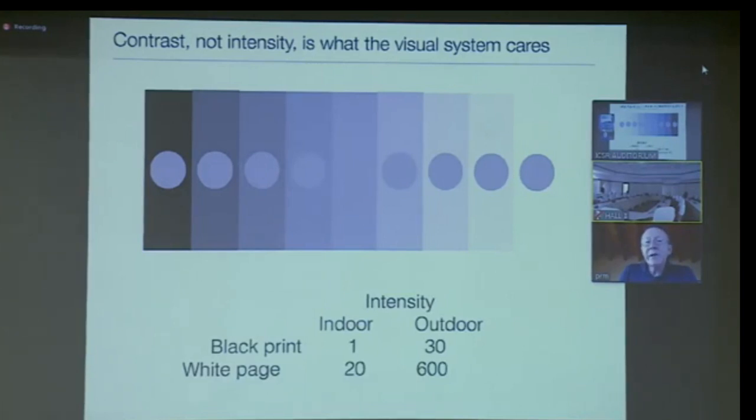And this all makes sense if you think about the physical nature of reflections in the real world. The black print on a white page has a much lower intensity, in this example 1/20th. But outdoors, in very high average intensity, the black print still has 1/20th the absolute intensity, so the relative change is the same. It's 1/20th relative intensity, but you can see here that the absolute value, the reflection from black print outside in the sunlight, is higher than the white page indoors. So the visual system has evolved to discount changes in average illumination and detect contrast change.